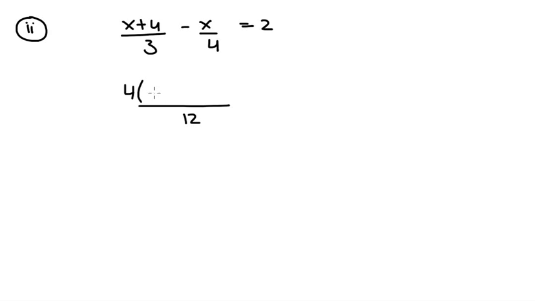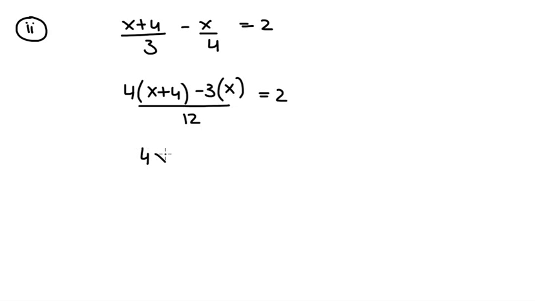So let's look at part 2. We have x plus 4 over 3 minus x over 4 is equal to 2. Now, this time again I'm going to deal with the left-hand side first and just let it equal to 2. So again, the denominator is going to be 12. So 3 multiplied by 4 gives me 12, so that means I have to multiply the top by 4 as well. 4 multiplied by 3 gives me 12, so I have to multiply the top by 3. That'll be equal to 2.